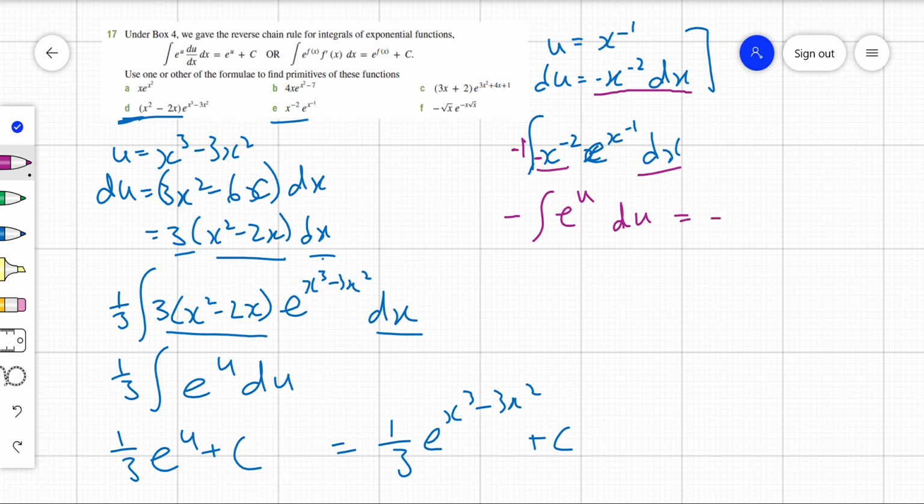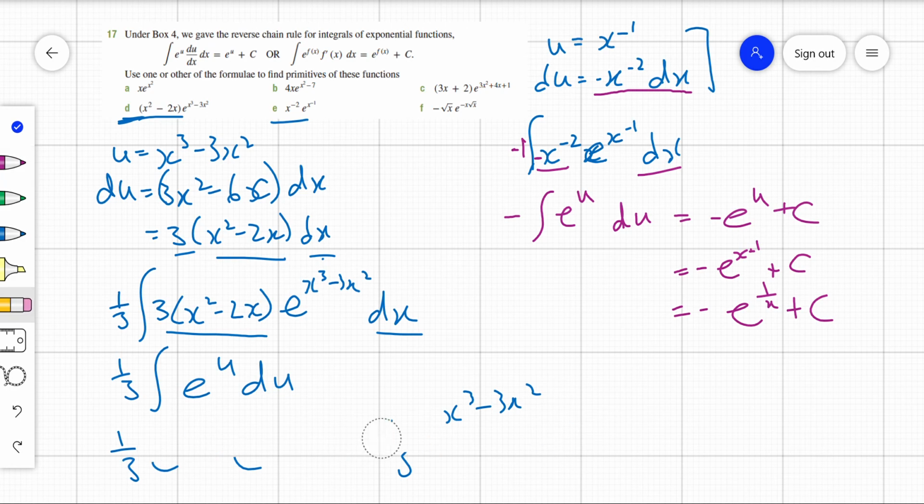So you can see I'm going to have minus e to the u plus c as my answer, and u is x to the minus 1, and that's a plus c there. Or you could put 1 on x there instead. That looks nicer. Okay. Alright, so the last one, f.